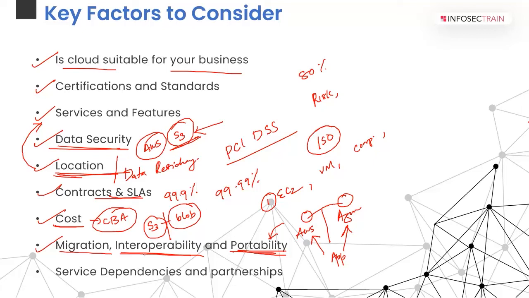And finally, which is something not so concerning from our perspective, but yes, it can be a concern for us. The last but not least thing is what we call service dependencies and partnerships. So why is it important to us, team?